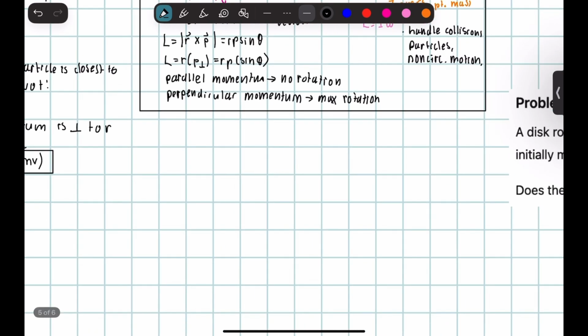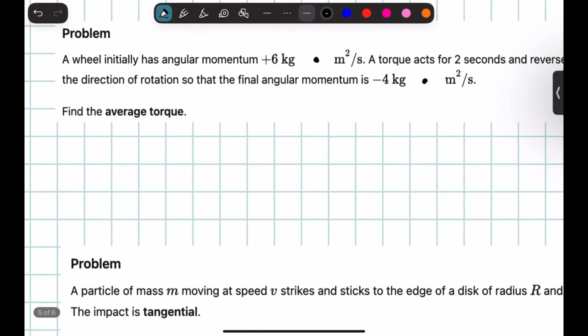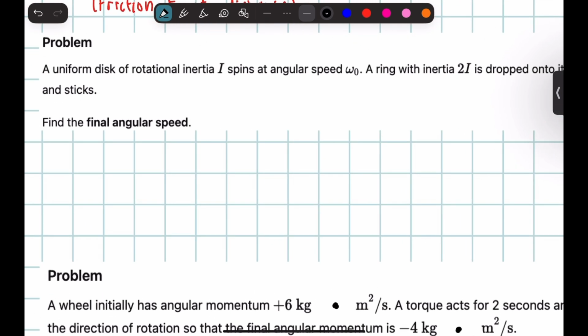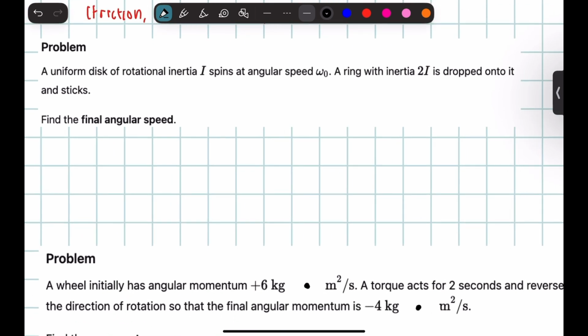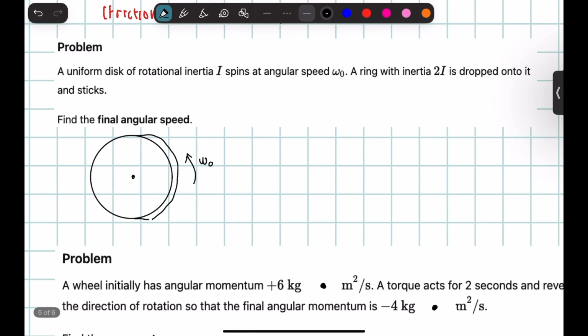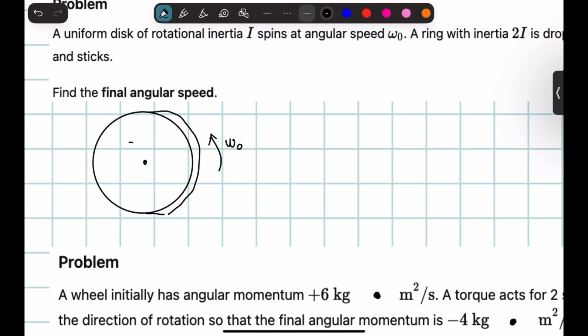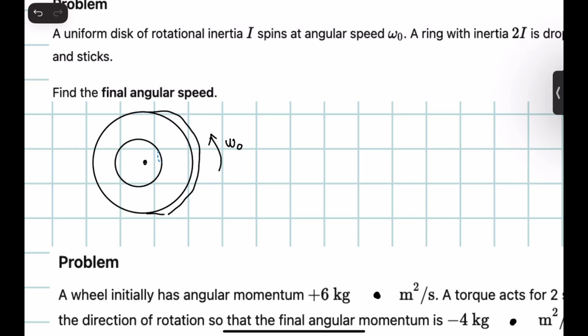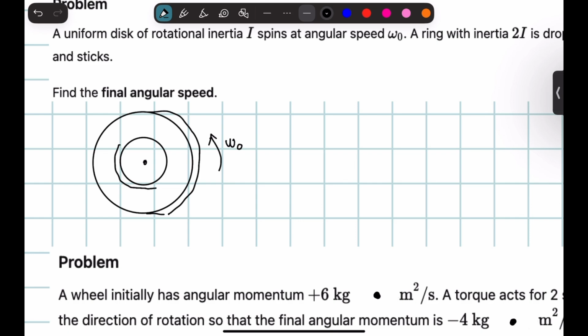Now let's do a problem up here. A uniform disk of rotational inertia I spins at initial angular speed. A ring with inertia 2I is dropped onto it and sticks. Find the angular speed. So this is a disk, and it's spinning at this speed. So a ring is dropped onto it, and because it's a ring, it's like this.